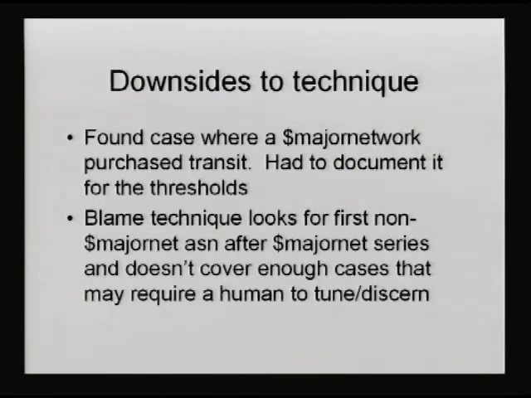I also have this blame technique where I look for a series of the major network ASNs, and I generally assume that it's a smaller provider, that those major networks are responsible enough that they're going to be able to not leak themselves. And I go and I find the ASN after the series of the major network ASNs, and I say, well, it's probably them, and flag that, as well as storing who the tier 1 or major network ASN is.